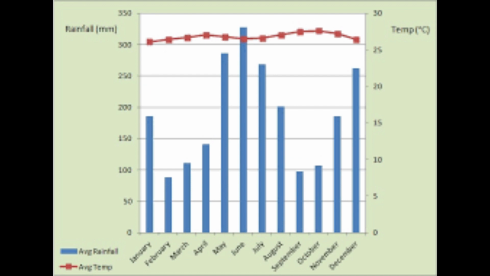The bar graph at the bottom, with the blue bars, shows you the annual rainfall, or the average rainfall per month. And the red line graph at the top shows you the average temperature per month. That is how the equatorial climate graph looks.